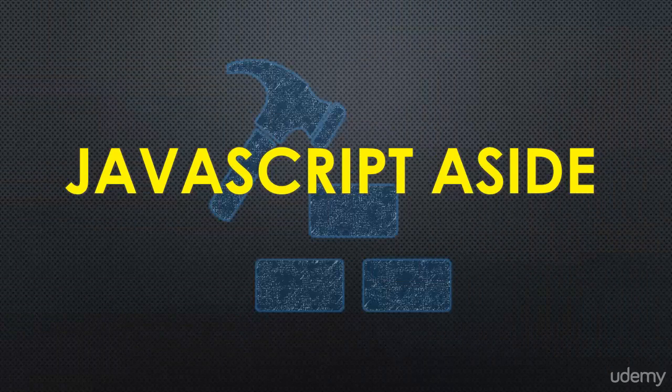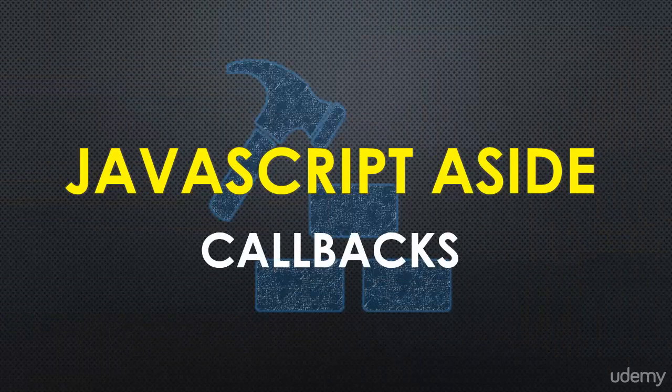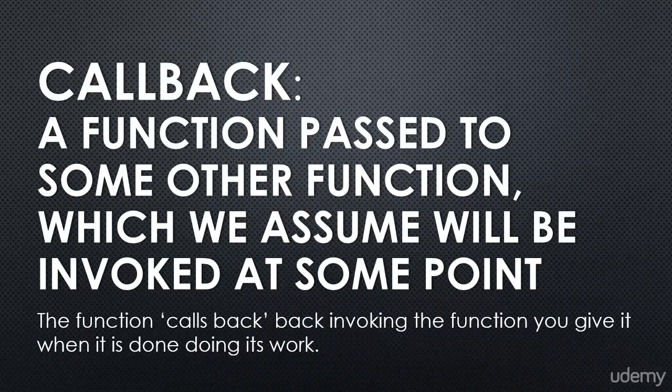We've already seen the idea of callbacks, and the definition was a function passed to some other function, which we assume will be invoked at some point. So the function that we're calling calls back, invoking the function we give it. But let's take a quick look at how we do that in JavaScript.